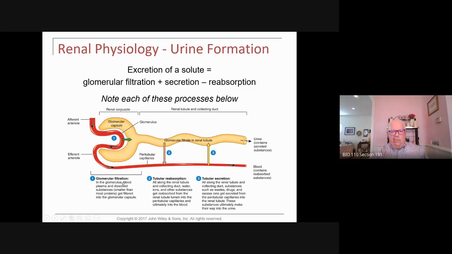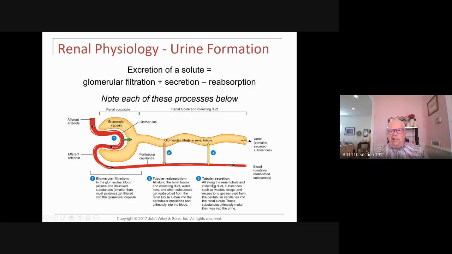Glomerular filtration. In the glomerulus, blood and plasma get filtered into the capsule. Tubular reabsorption. Along the renal tubule and collecting duct, water and other substances get reabsorbed from the renal tubule and ultimately back into the blood. These are things that we keep.